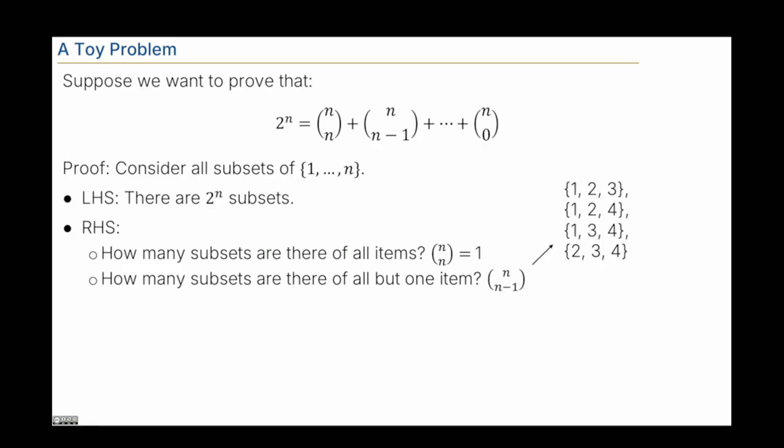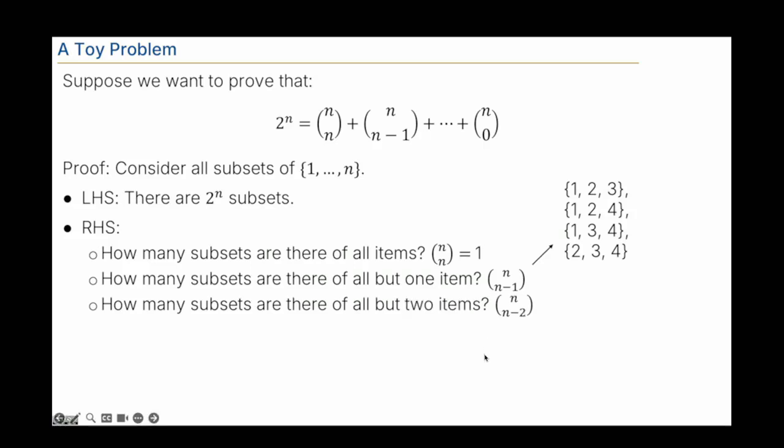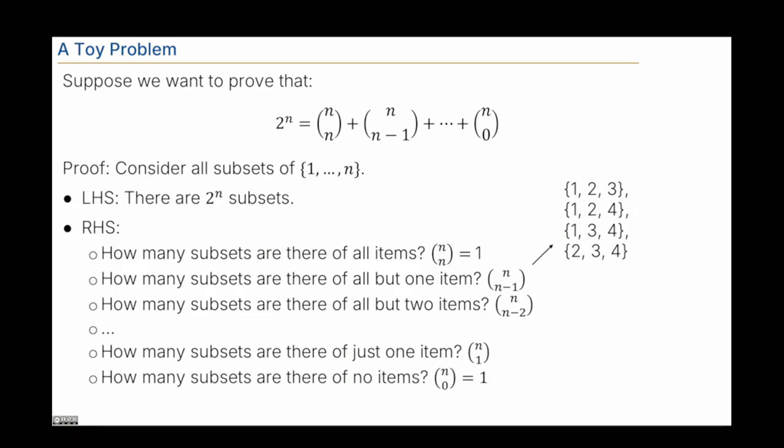Here they are for n equals 4. Those are all the subsets of the integers 1 through 4 that include all but one item. How many subsets that include all but 2 items? N choose n minus 2, and so forth. And then lastly, how many subsets are there of just one item? Okay, well actually there's n choose 1. There's actually one more case, which is how many subsets are there of no items, because the empty set also counts, where I include nothing.